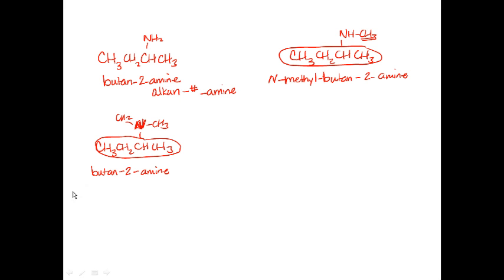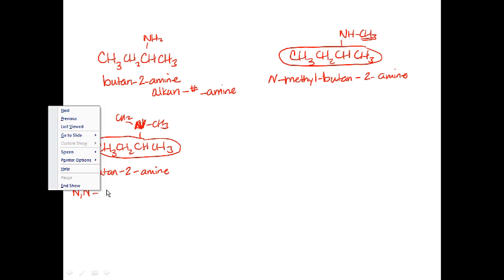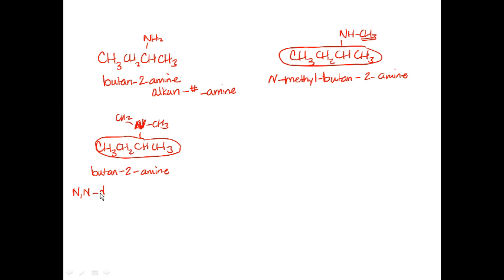So what would come in front of this is an N,N-dimethyl, and then the butane-2-amine. So the N,N in front of the dimethyl says both of those methyls are attached to nitrogen, and then the butane-2-amine tells me that's what the base of the molecule is.